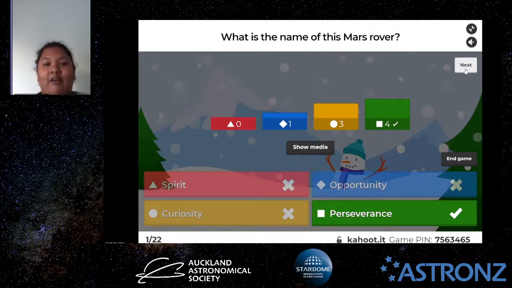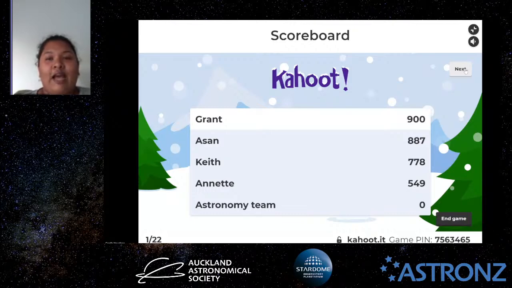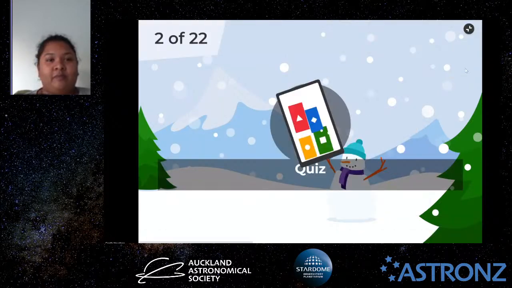So good job if you did get it correct. Let's see who is on top. So Grant and Asan are leading the way, and Keith is coming in third. So we'll see if we can knock Grant off the top spot there.